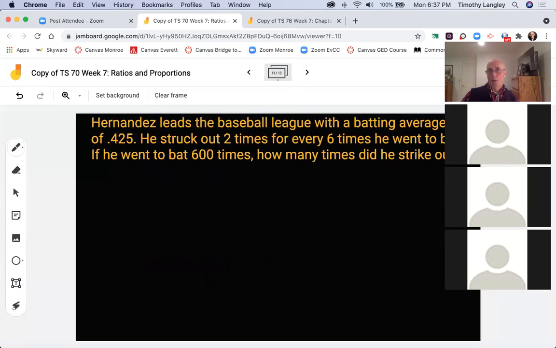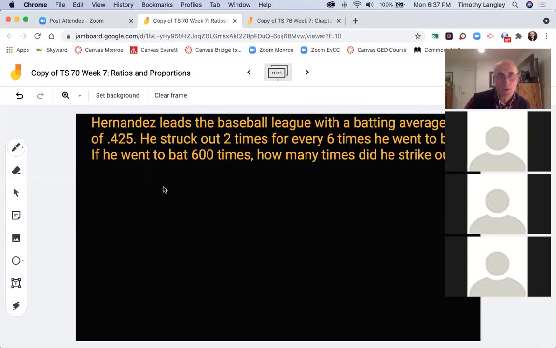All right, so I think this is about the second to last one here. Hernandez leads the baseball league with a batting average of 425. He struck out 2 times for every 6 times he was at bat. So he's got a ratio of 2, these are strikeouts, for every 6 at bats.